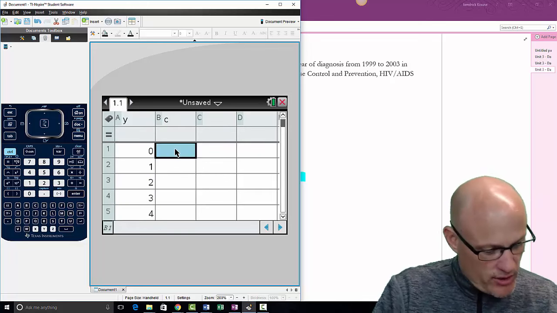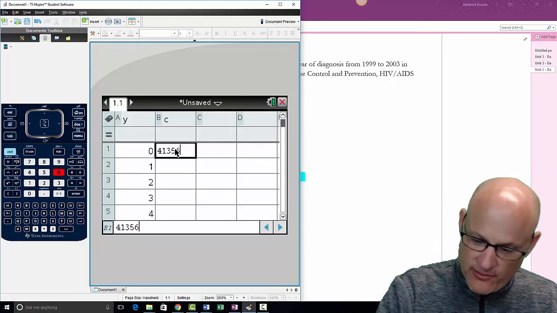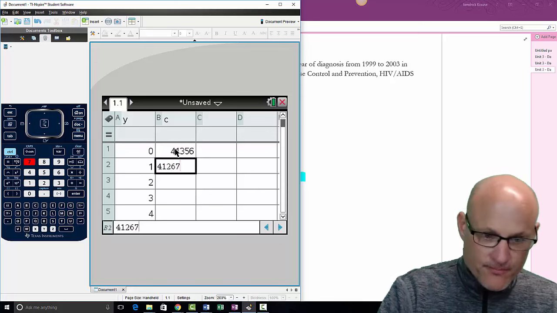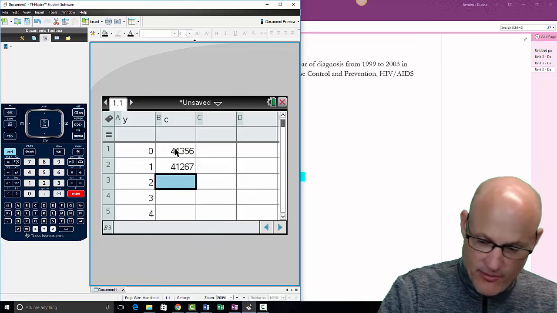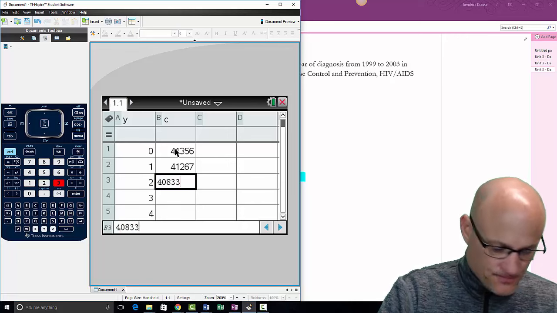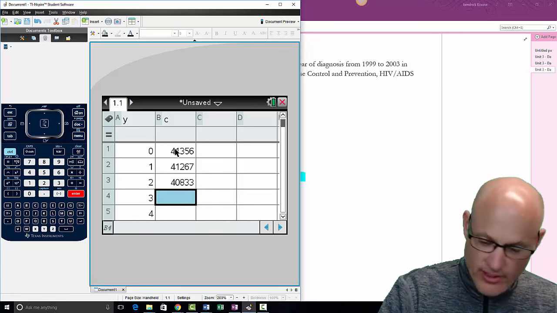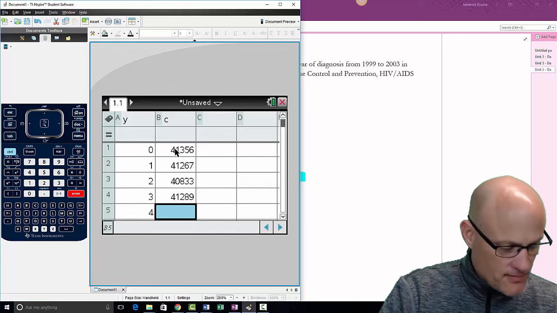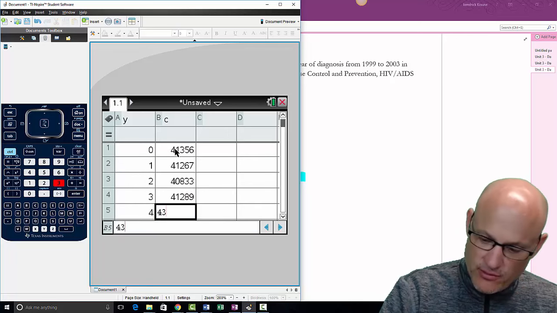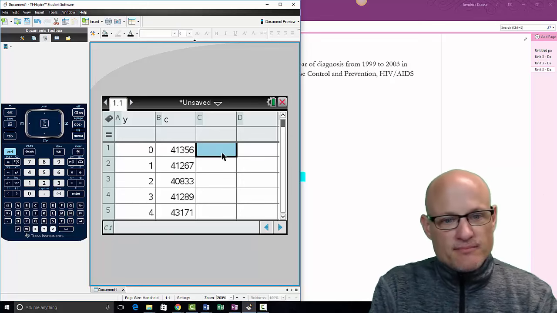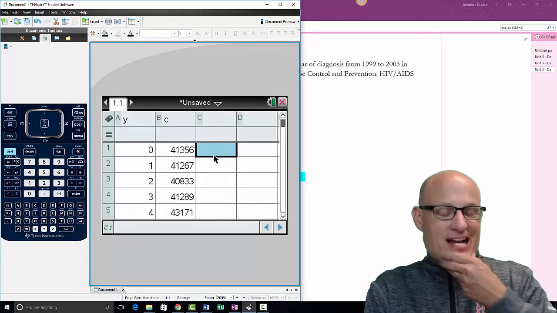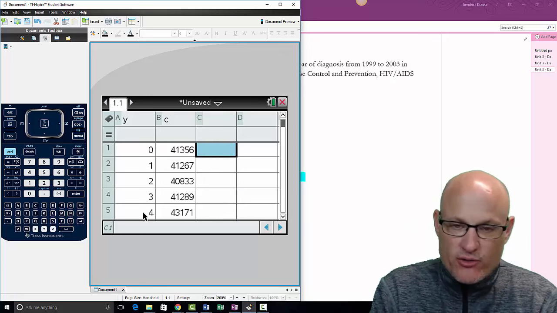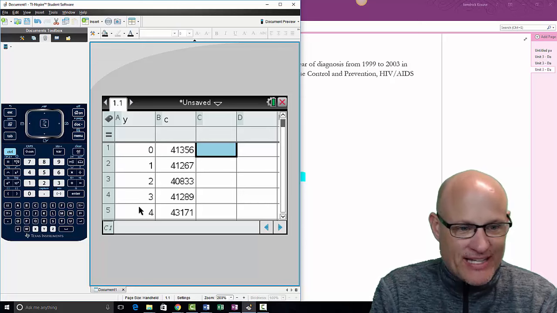And we had 41356, 41356, 41267, 48.33, 41289, and 43171. All right. A common mistake made is not getting those numbers typed in correctly. Just be very, very careful. And the 0, 1, 2, 3, 4 would really mess you up if you didn't get that right.